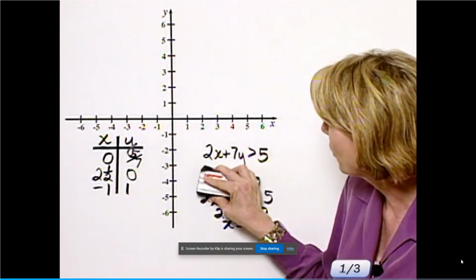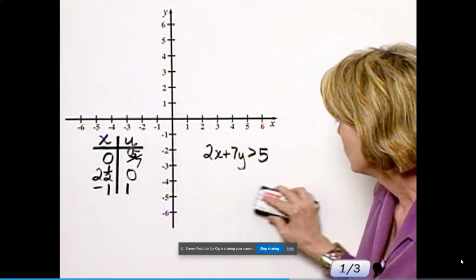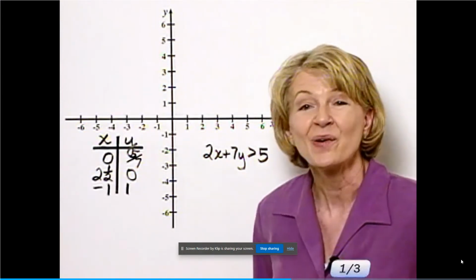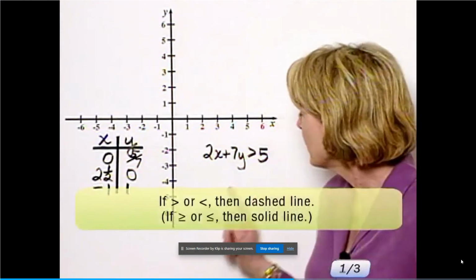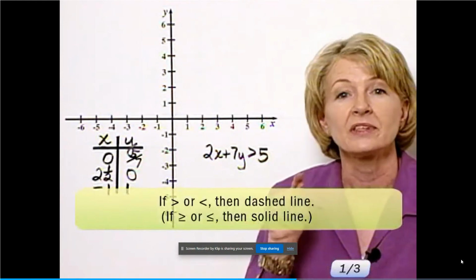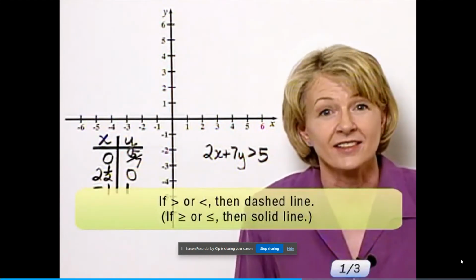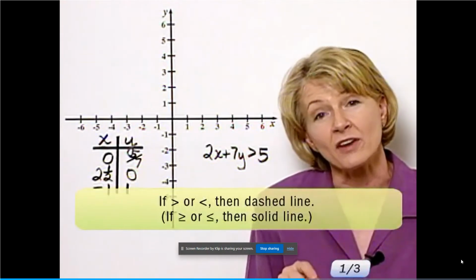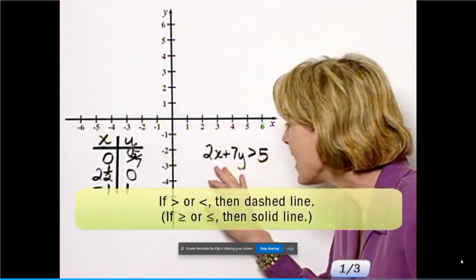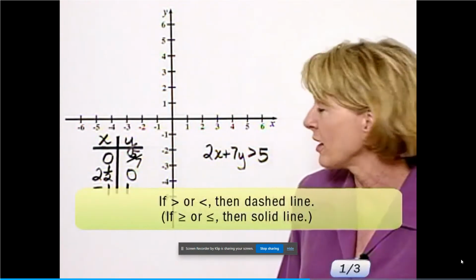Now look at your inequality. Do we draw in a solid line or a dashed line? Because this is strictly greater than, if it's strictly greater than or strictly less than, then you draw a dashed line, indicating that the points on the boundary line are not solutions of your inequality.